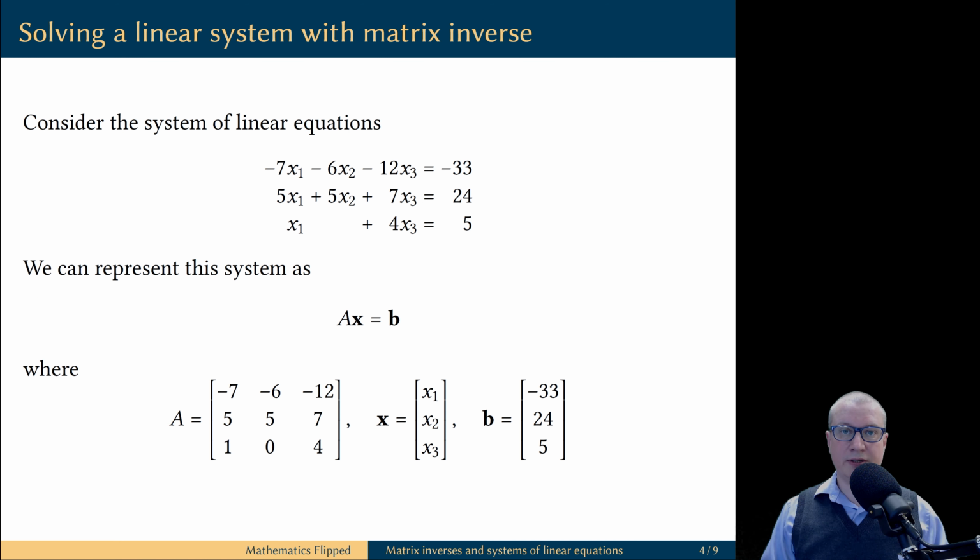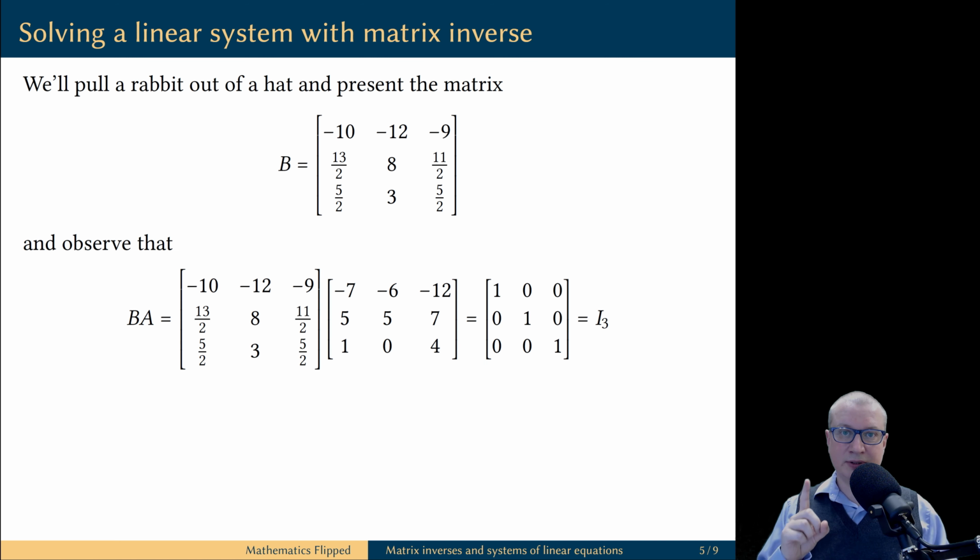We have a linear system with 3 equations and 3 unknowns. We represent this linear system using matrix notation, where A is the coefficient matrix, x is the vector of unknowns, and b is the vector of constants. Remember that we still live in a perfect world for now. So what I can do is, I can do a little magic.